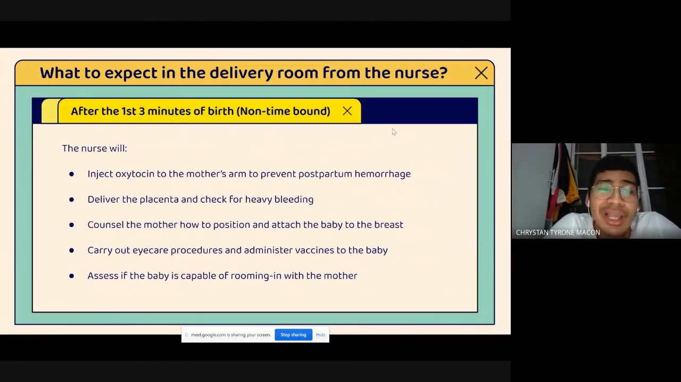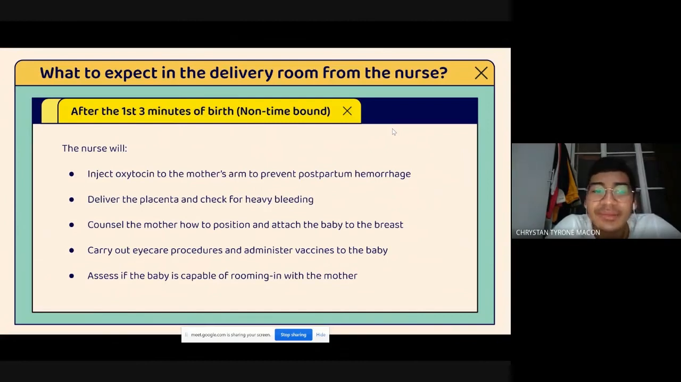At ang pangalawa naman gagawin ng nurse ay i-deliver na nila ang placenta from the mother. So, i-check na rin ng nurse kung gaano kalala ang pagdugo ni mother upang magawan agad ng paraan ni nurse kung paano ito magagawa ng solusyon. Ang pangatlo naman ay tuturuan ni nurse ang ating mga mother na bagong panganak kung paano sila magpuposisyon kay baby at kung paano i-attach si baby sa kanilang breast upang alam nila kung paano ma-initiate ang breastfeeding kay baby at ang tamang paraan.